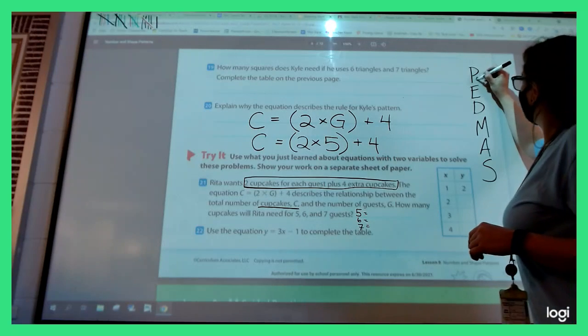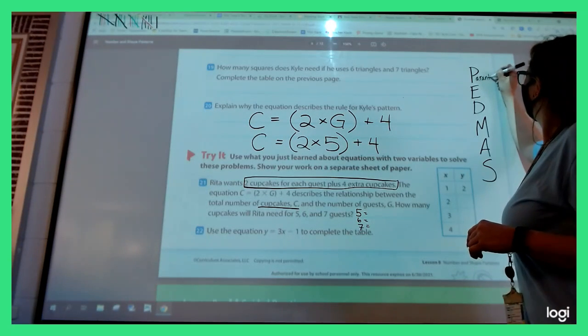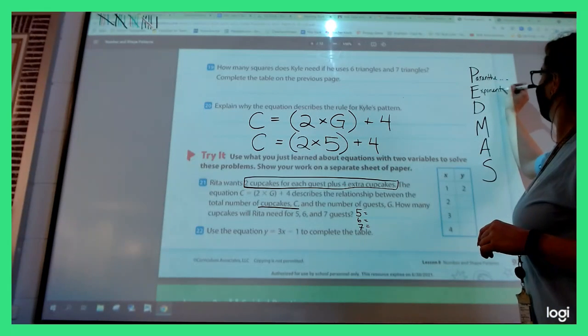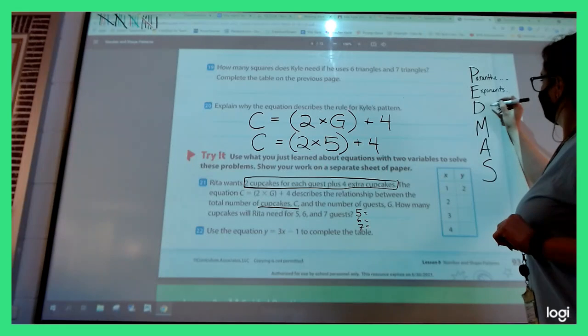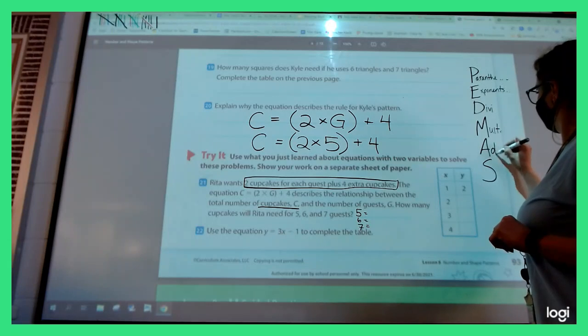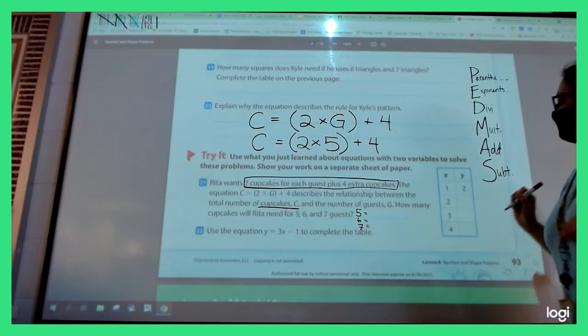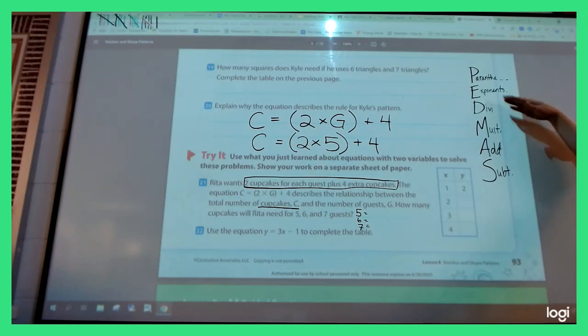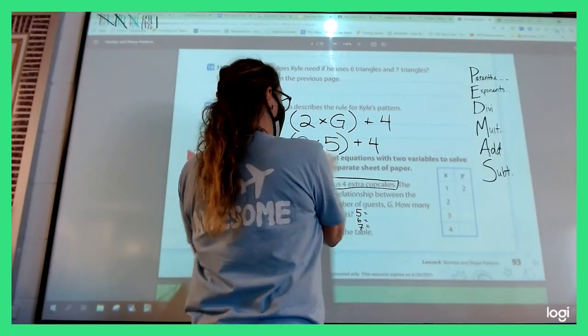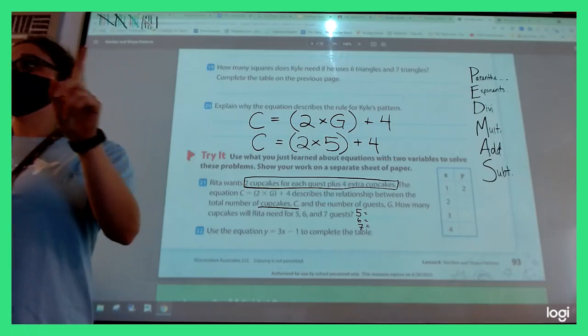The P is for parentheses. The E is for exponents, which we haven't really used yet, so don't worry about those at all. D is division, multiplication, add, subtract. So for you all, just know you do your multiplication and division before adding and subtracting. But do we have parentheses in this problem? Yeah. That always goes first. What are parentheses? Parentheses are these guys. So whenever you've got parentheses, the directions in math say do that first. Right away, do it first.